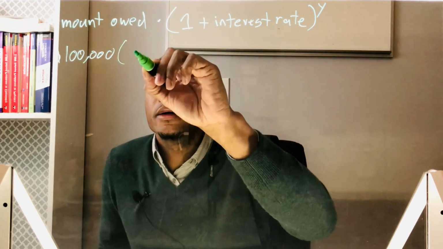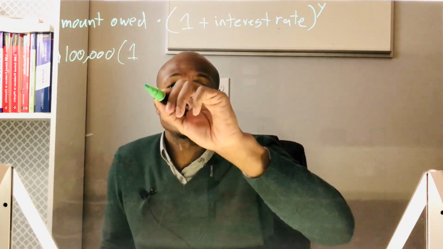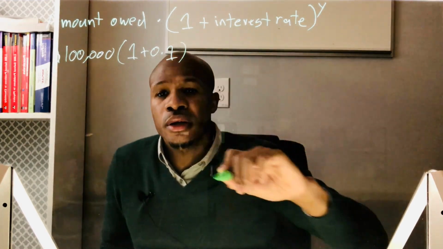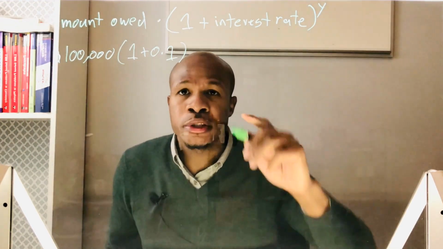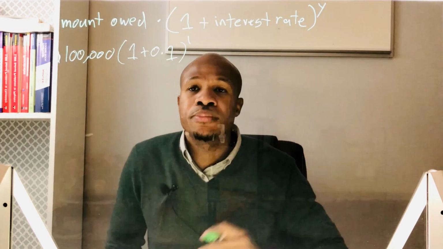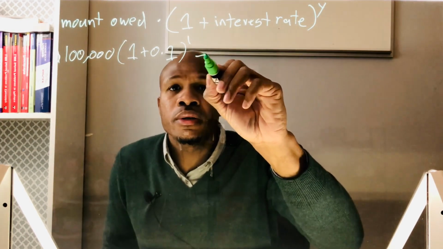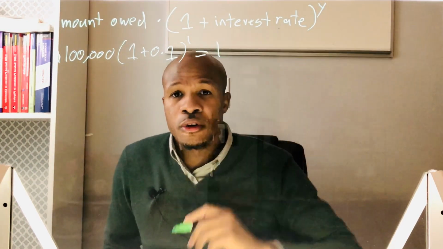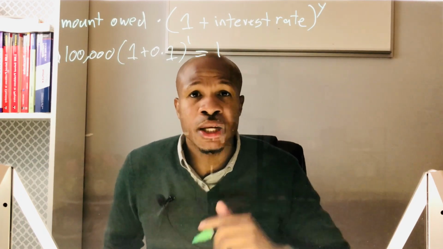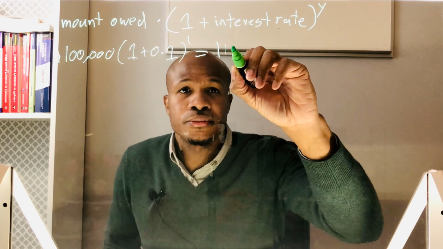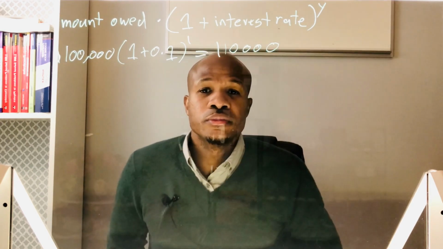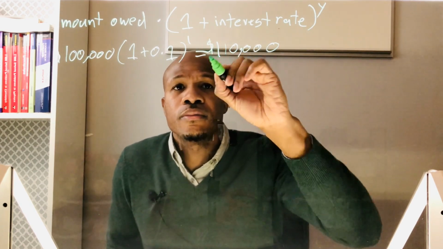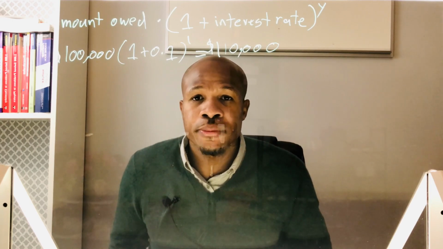The interest rate is 10%, so 10% will be 0.1. Okay, and we're just trying to see how much we will owe after 1 year. So a year is just 1, so that's just raised to the 1 power. Okay, what would that equal? Well, after 1 year, we will owe $110,000, right? So it's pretty simple, right?